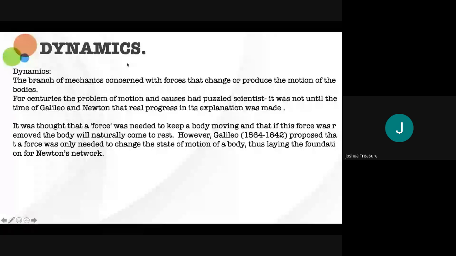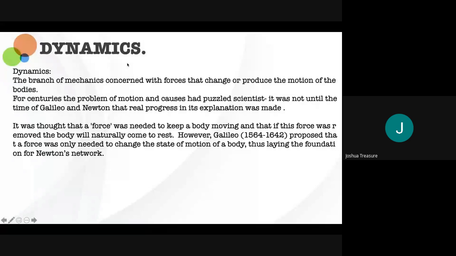All right, so we now move to dynamics, right? And this is the branch of mechanics concerned with forces that change or produce motion. This is actually for next week, right? We finished this week's topic on kinematics, but we'll just start. I was preparing this one for next week, but since we finished everything that we have to do for this week, we'll start.